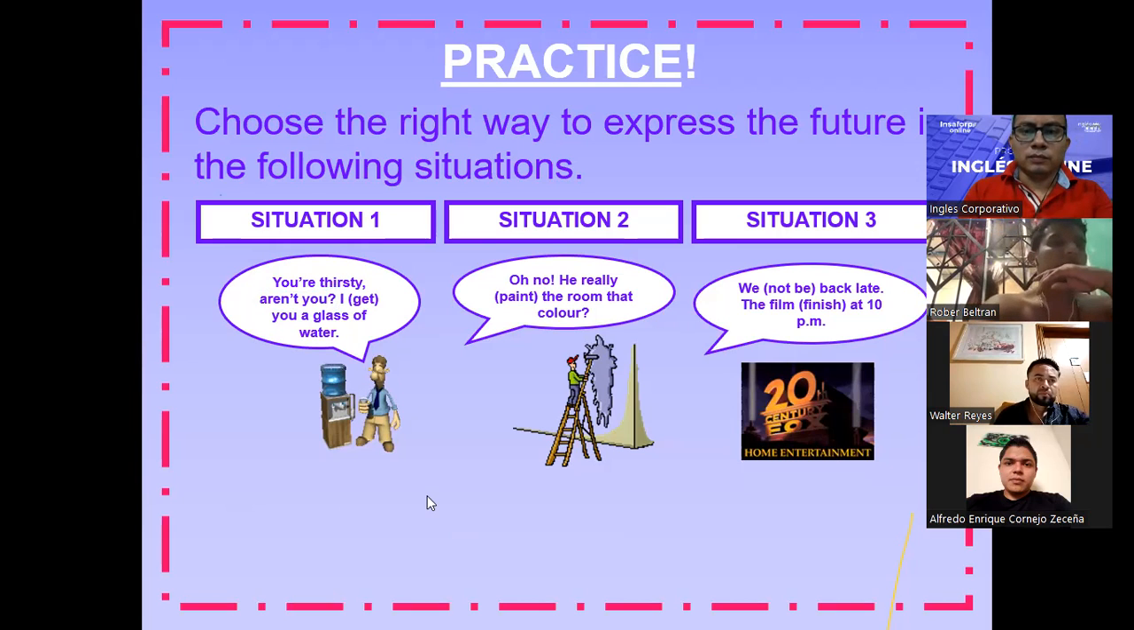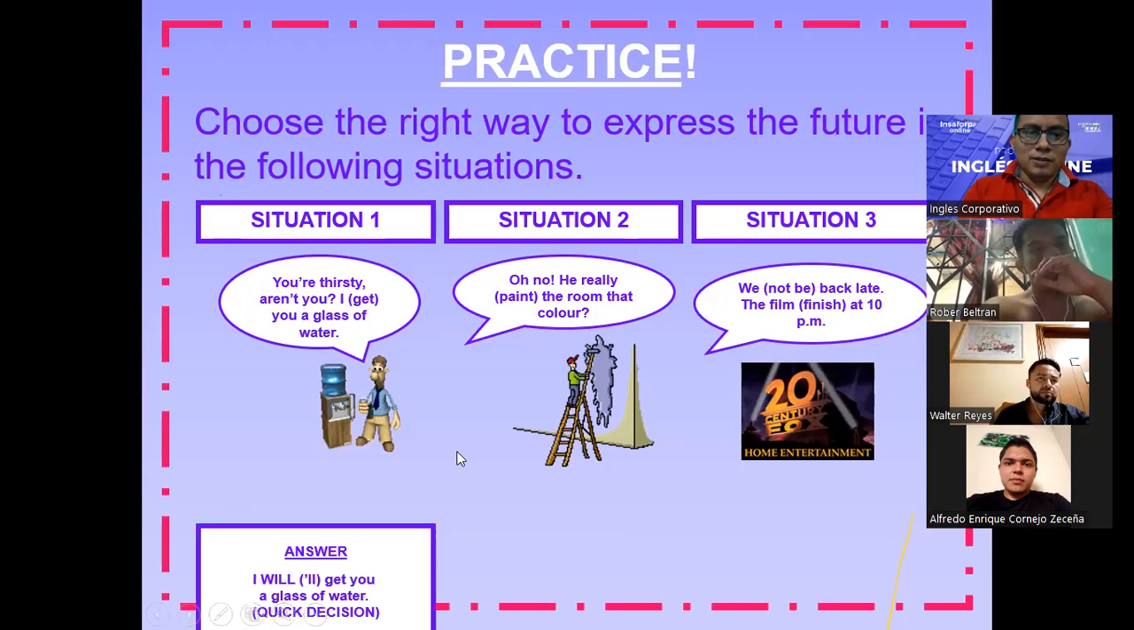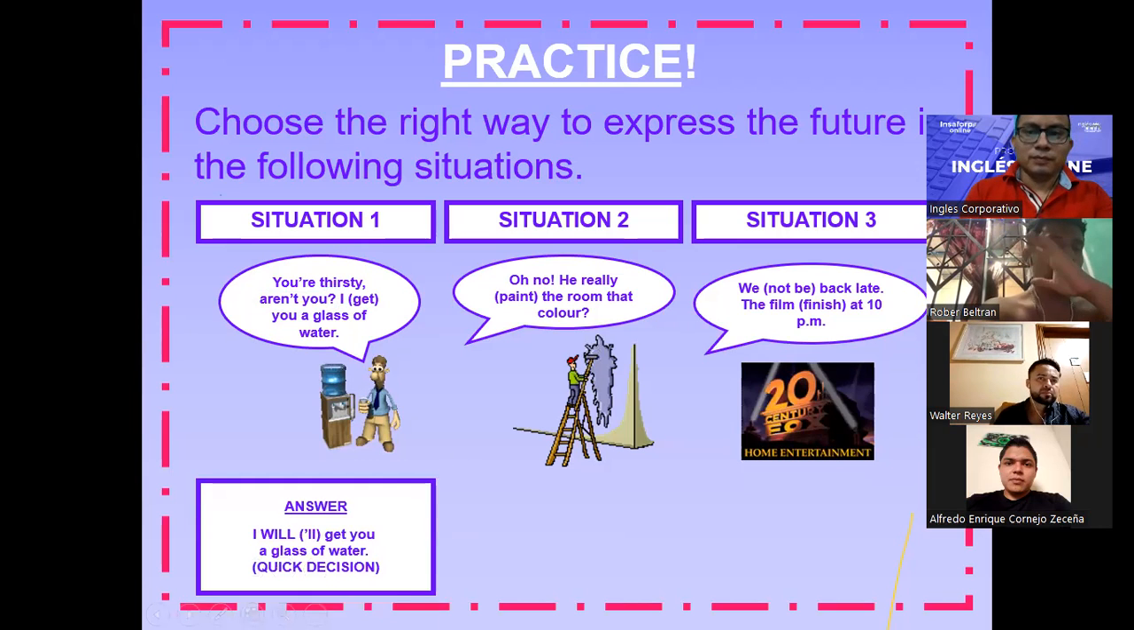Be going to. Yeah, because it is like you have the plan. For sure, you are offering something. Okay. I would say it like that: I'm going to get you a glass of water. Can you check on the answer right now? I'll get you a glass of water. But that is like a prediction. No. In the parenthesis, it's a quick decision.